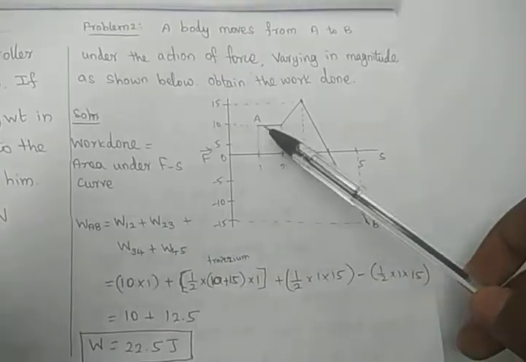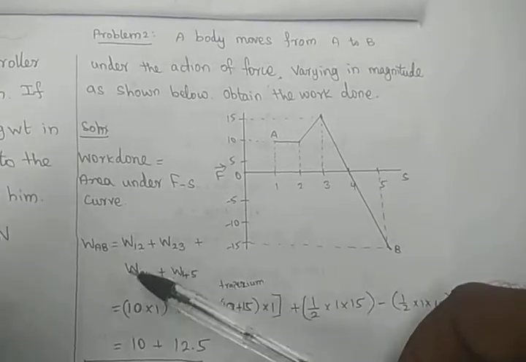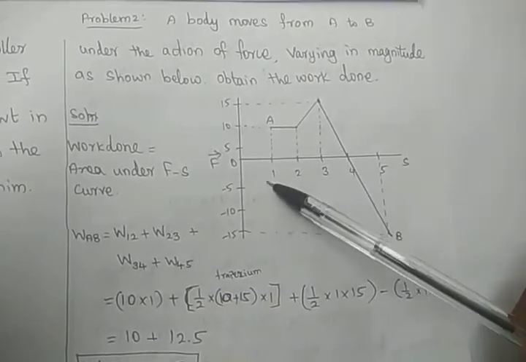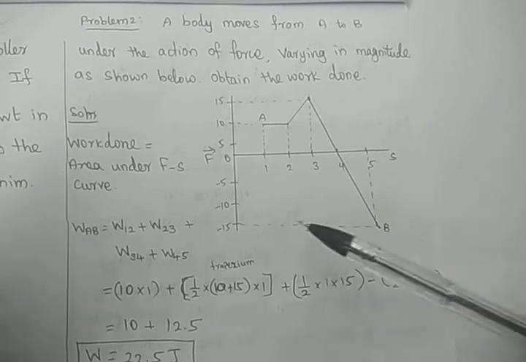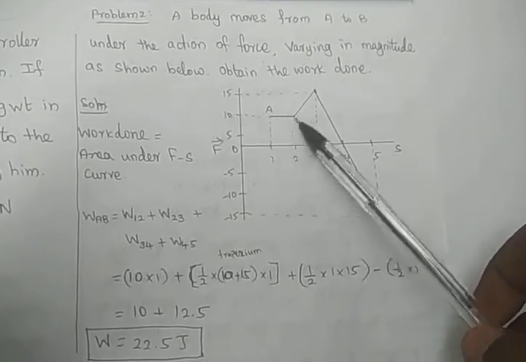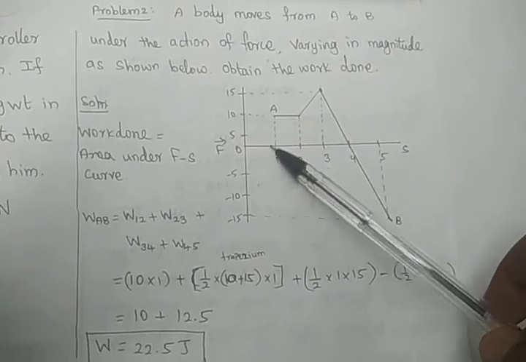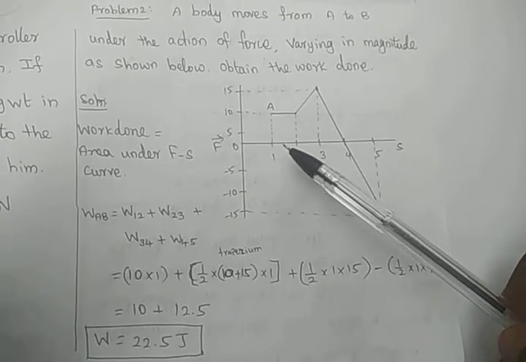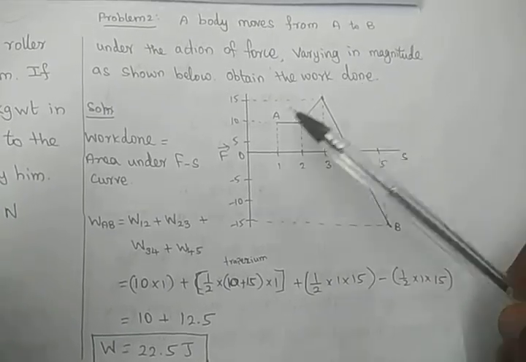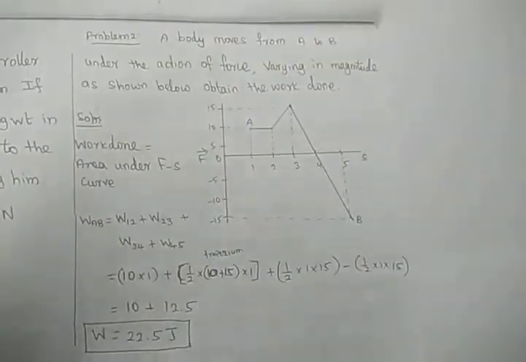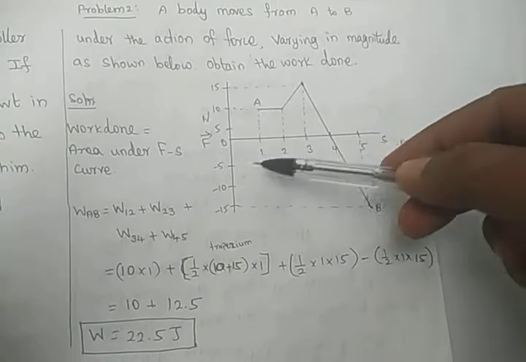So what is the work done between A to B? A body is moved from A to B, initial point A and final point B. That is equal to work done between 1 and 2, and work done between 2 and 3, work done between 3 and 4, and work done between 4 and 5. So what is the area under this curve? This area is a rectangle. So length into breadth. Length is 10 units and the breadth is 1 unit, because force is given in Newton and displacement is given in meter. So this is 10 Newton, this is 1 meter.